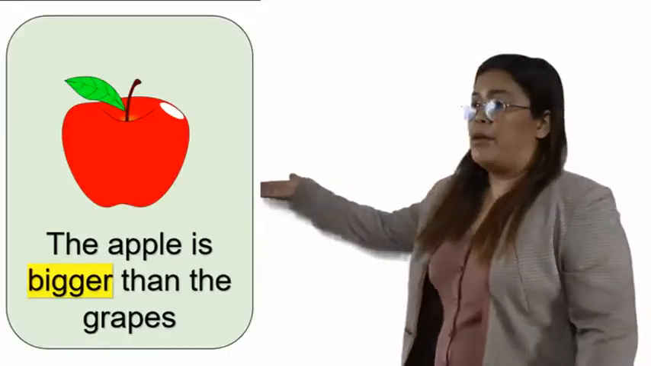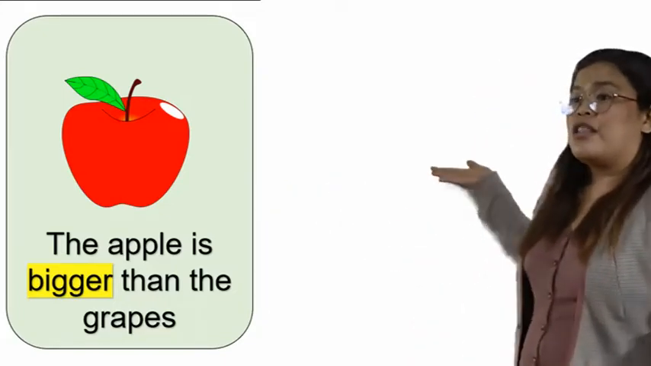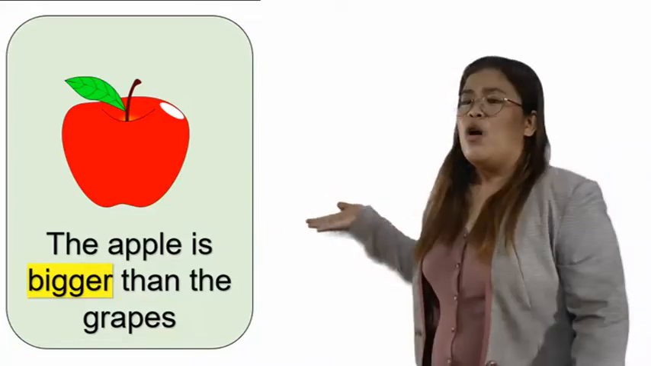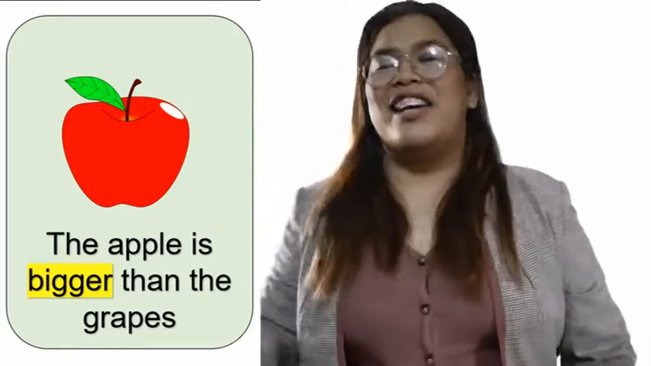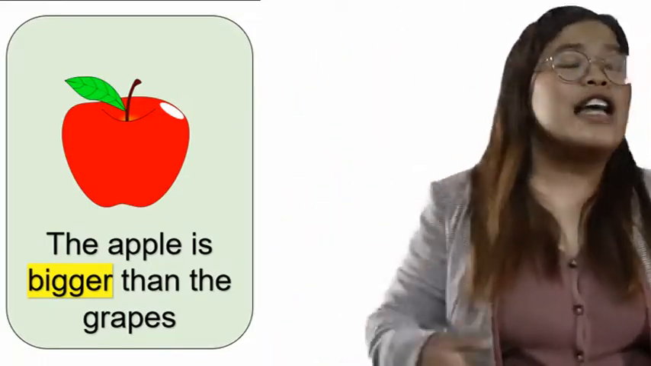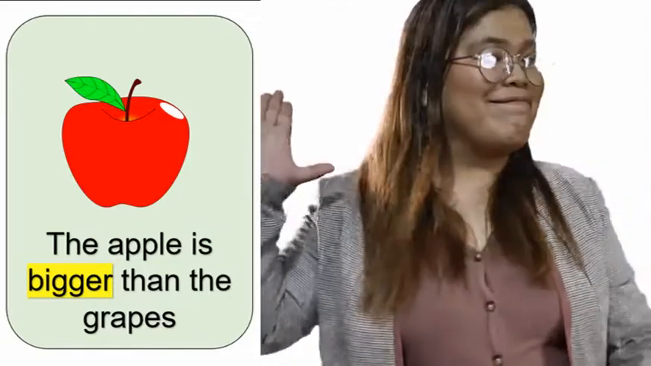Okay, so next is the comparative degree of adjectives. In the comparative, we compare 2 things or 2 nouns. Okay, so we add er to the adjective to show comparison. And the word than is placed after the adjective. So for example, the apple is bigger than the grapes. So in this sentence, where is the adjective? Bigger. Yes, Anna? Bigger. Okay, very good. So bigger describes apple. Okay, that's right.